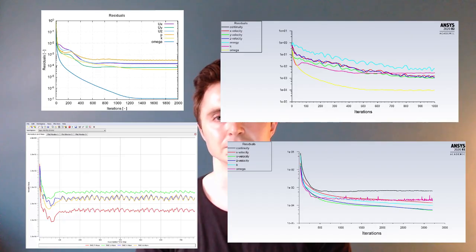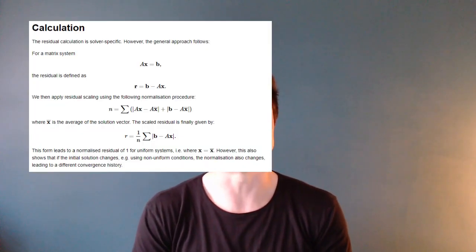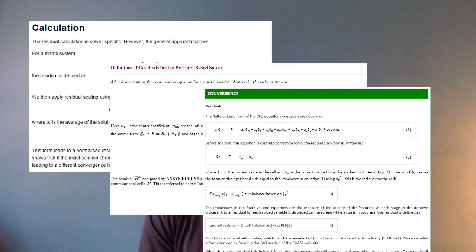If you've been carrying out your own CFD simulations, then you're probably used to looking at plots of residuals, which looks something like this. Now, there's a lot of confusion around residuals, what they actually mean and how they're actually calculated. Particularly because different CFD manuals often give different explanations, use different notation and use different terminology for residuals and imbalances, and it's not clear exactly what's going on.